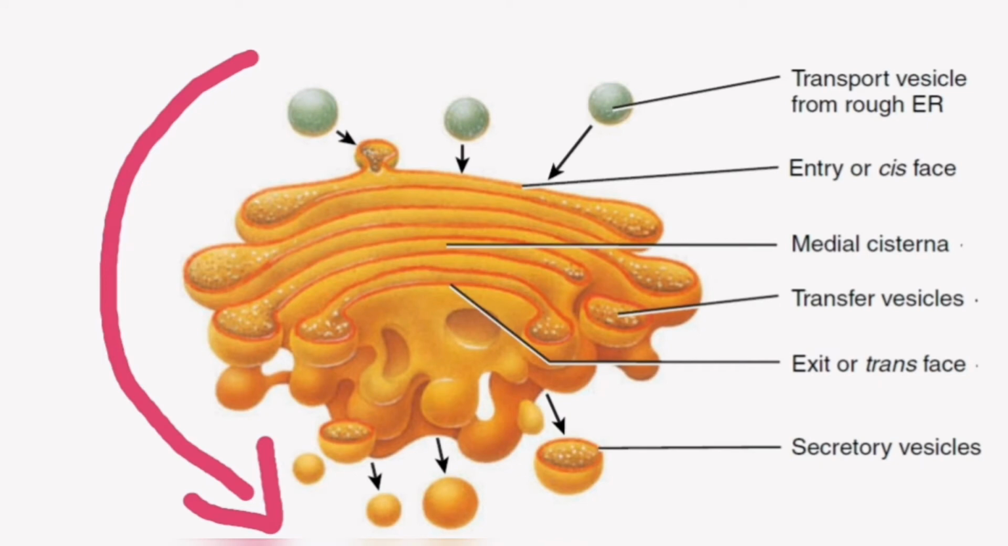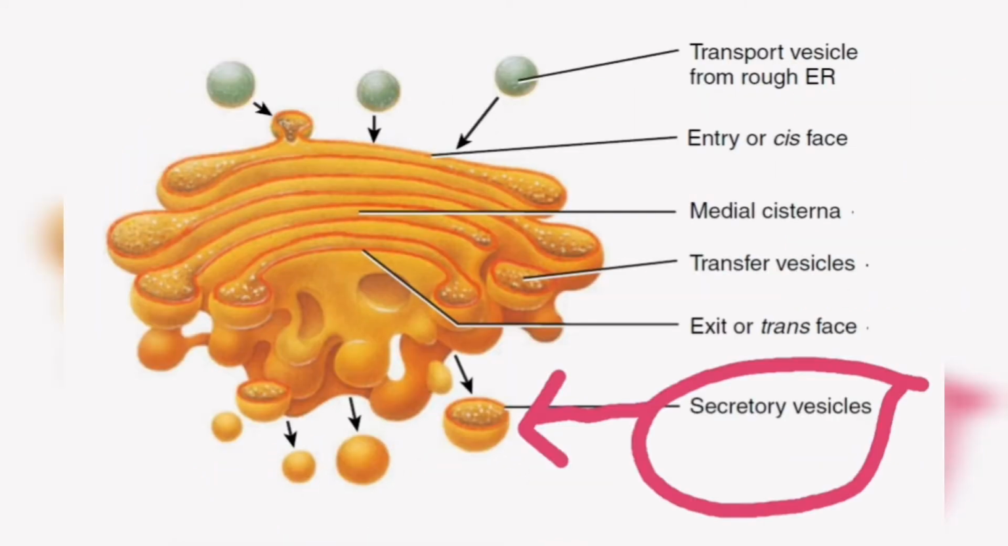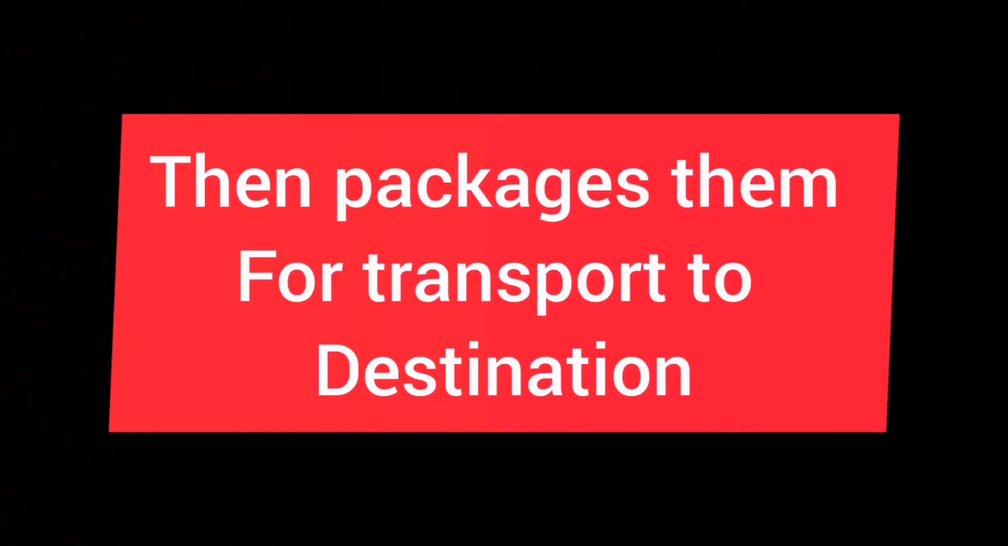And then it again forms into another vesicle called a secretory vesicle. These vesicles deliver the protein to the plasma membrane and then it is discharged into the extracellular fluid. Thus, the proteins are transported. That is the Golgi complex. Next cell organelle is lysosome.